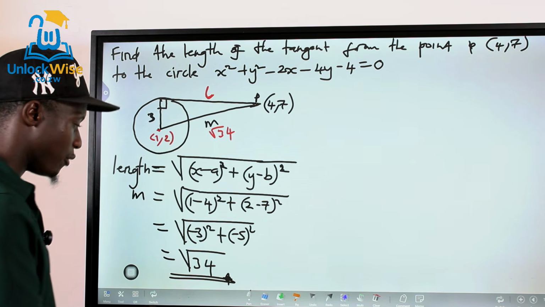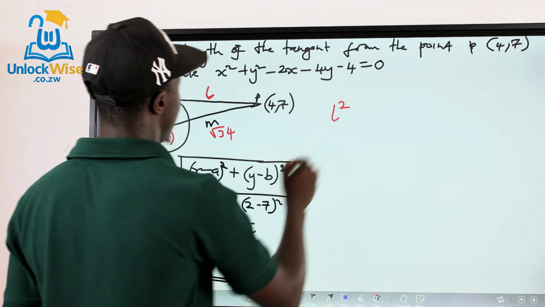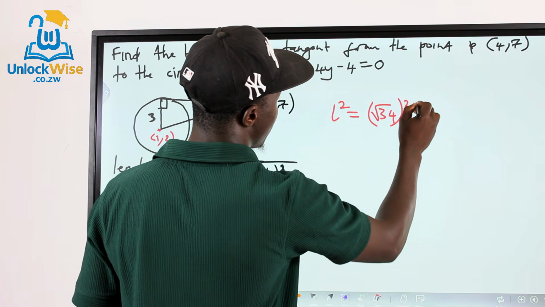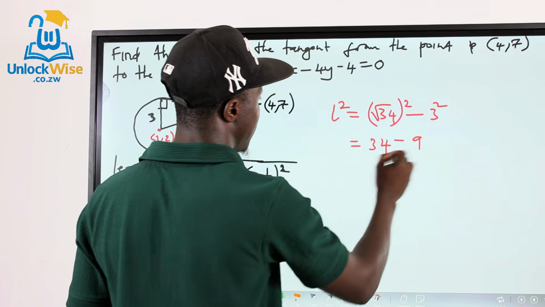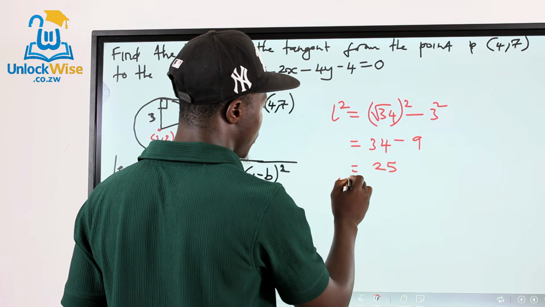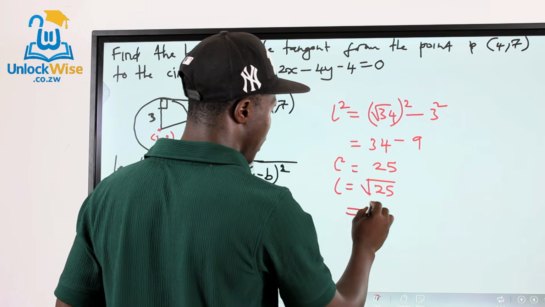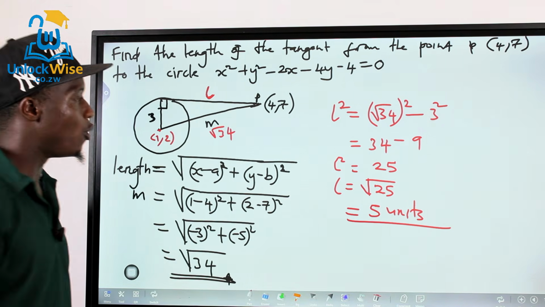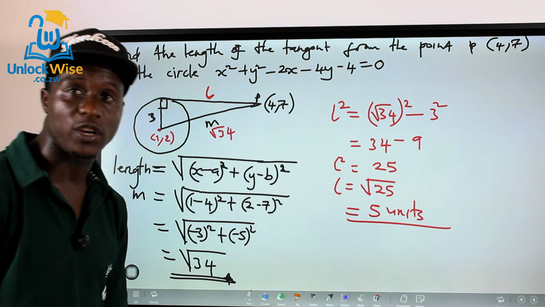Now for us to find the length L, we have to use Pythagoras' theorem. L squared is equal to root 34 squared minus 3 squared, which is 34 minus 9, which is equal to 25. So L is equal to the square root of 25, and the length will be 5 units. That is the length of L. So this was the first method.